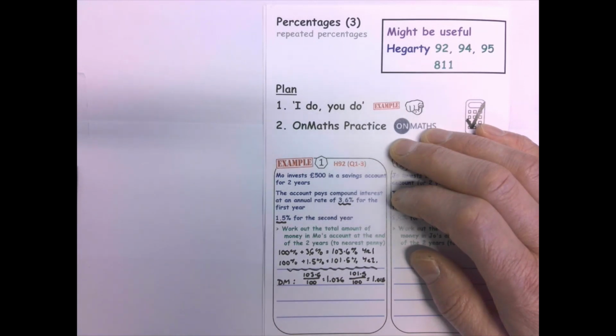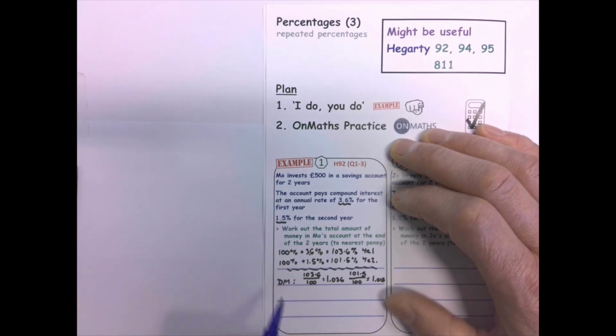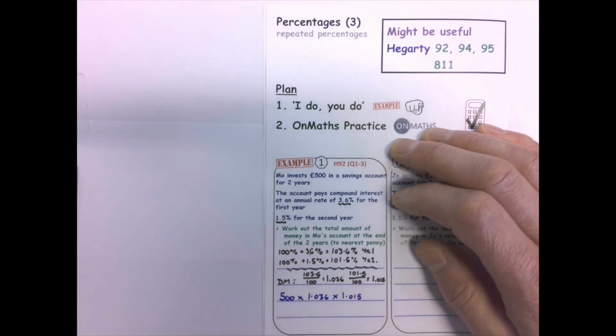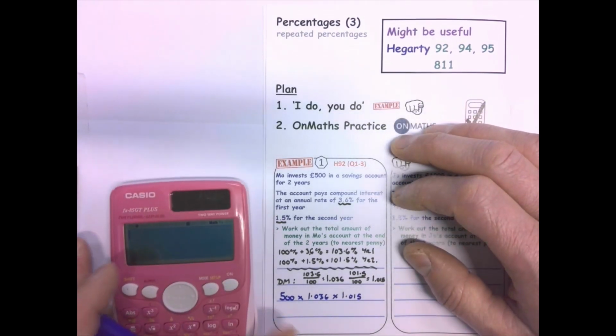Then what we're probably going to want to do is do the calculation. We've got £500, and I need to multiply that by the first decimal multiplier, which is going to give me my £500 plus a little bit of interest. Then during the second year, I'm going to get interest on the £500 and the little bit of interest I got. It's all going to get multiplied, so it'll be 1.015.